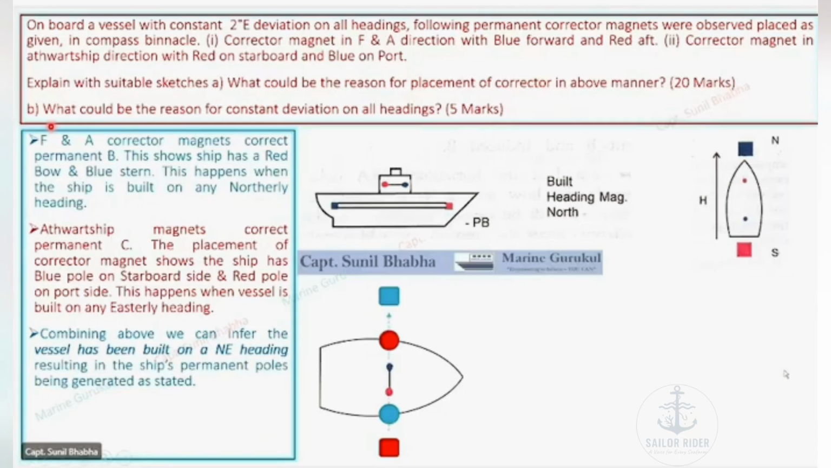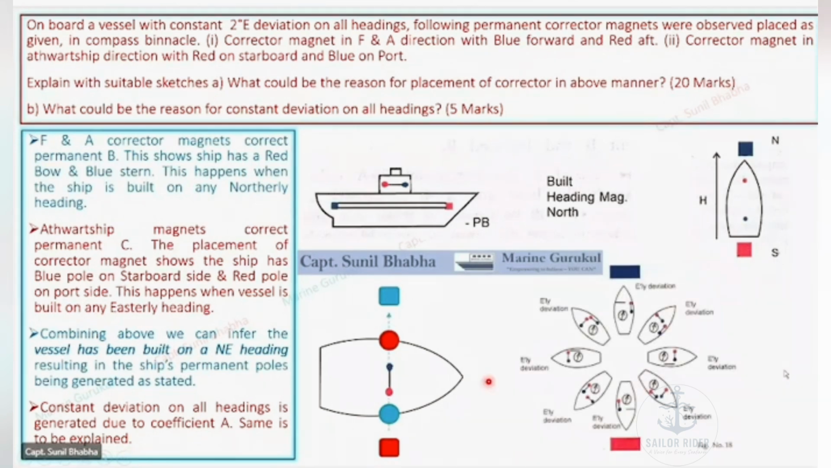Now moving on to the second part of the question, it says, what could be the reason for a constant deviation on all the headings? Now we are aware that a constant deviation on all the headings is generated by coefficient A. So the same is to be explained in this part of the question. You can make the deviation diagram for coefficient A and explain this diagram. That takes care of the second part.